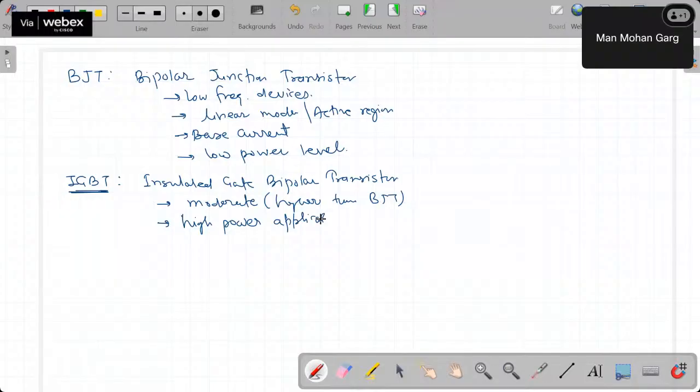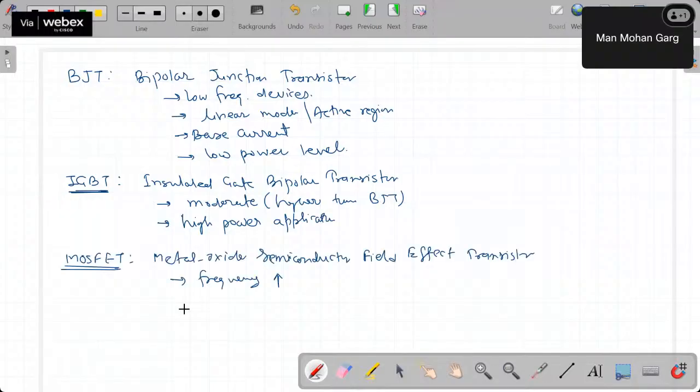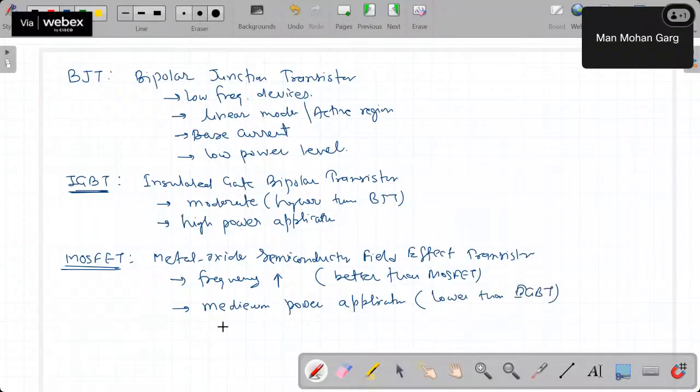Then we have various advantages. The circuit becomes complex, and the other advantages I have already told you. But the power handling capacity is medium. So this frequency is better than IGBT, but the power handling capacity is lower than IGBT. Both IGBT and MOSFET are voltage controlled devices. By controlling the voltage, we control them.